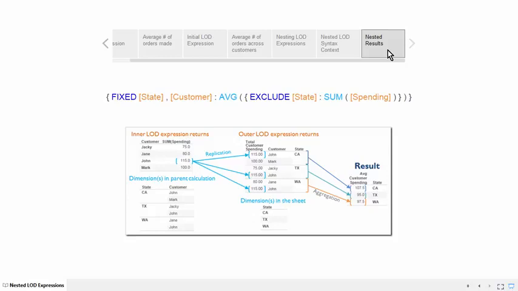In this case, the outer LOD has a finer aggregation than the inner, so the results are replicated from the inner to the outer. Then the overall results are aggregated to the viz LOD, yielding the final results.